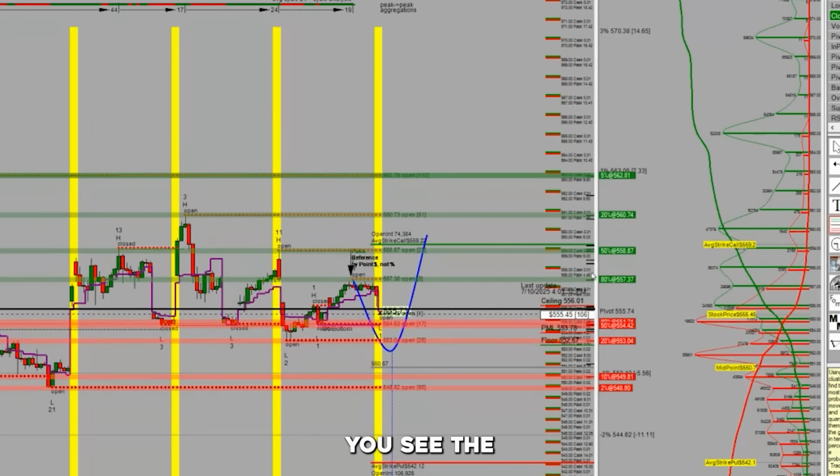For example, you see the peak right here, right? It's at the 558 strike. It's written 558 strike right here. So it's telling me that C558 is a call wall. It's a resistance. Got it. Does that make sense? That makes sense.